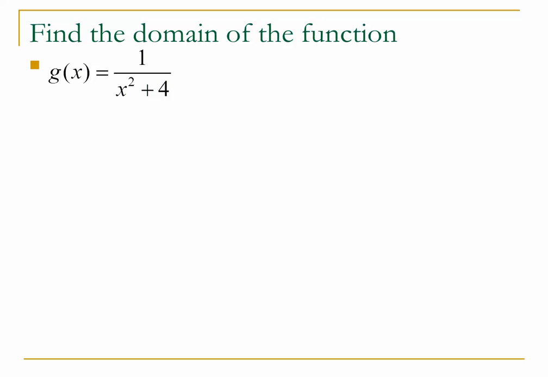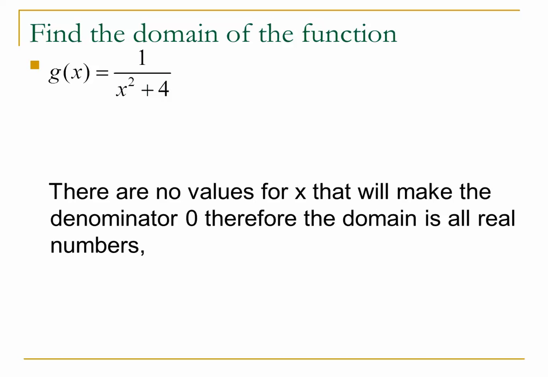G of x equals 1 divided by x squared plus 4. This is also a rational function. However, in this case, when you take x squared plus 4 and set it equal to 0, you find that there are no values that can be plugged into x to make the denominator equal 0. So this domain is all real numbers.